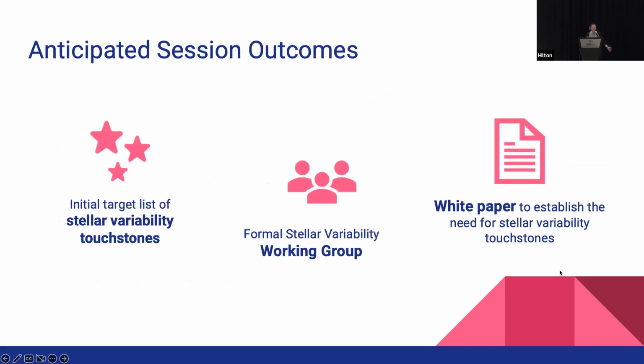What we'd like to get out of this session, with all of your participation, is some initial target lists, or an idea of targets that we want as stellar variability touchstones. So what is a nice example of pulsation? What's a nice example of XYZ phenomena?